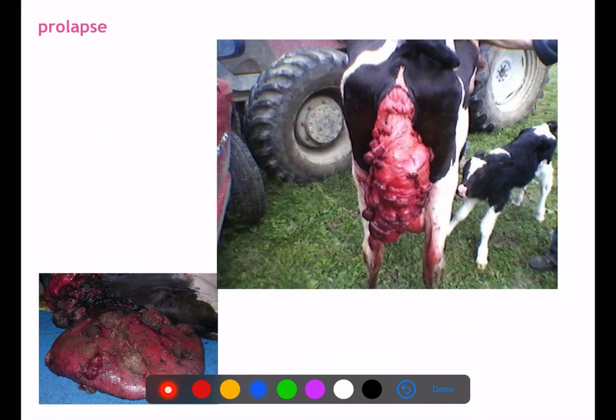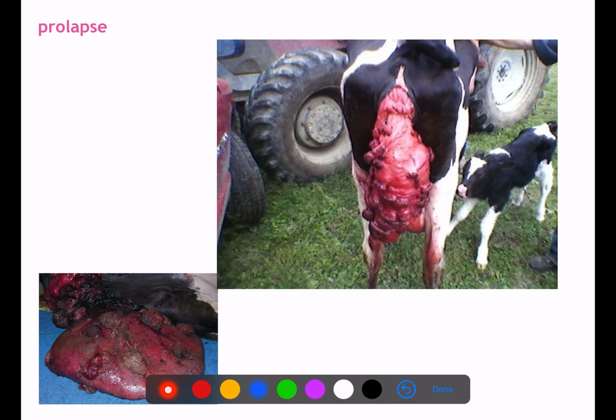A common condition occurring in the cow, a very common condition, is called prolapse. Prolapse means the uterus is thrown out through the vulva, and it occurs after parturition in the cow.